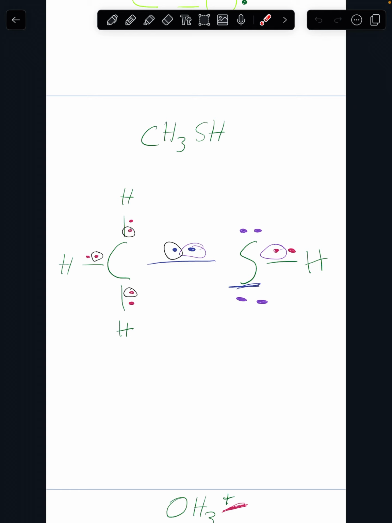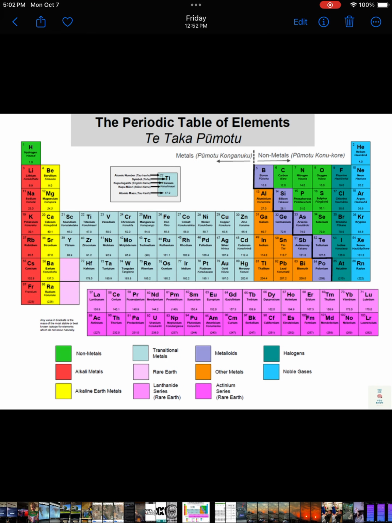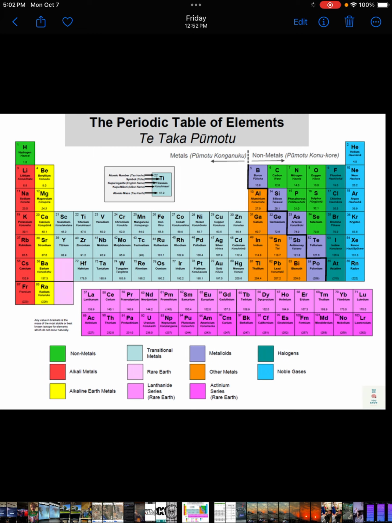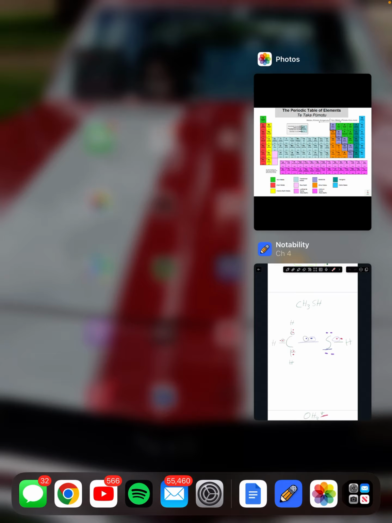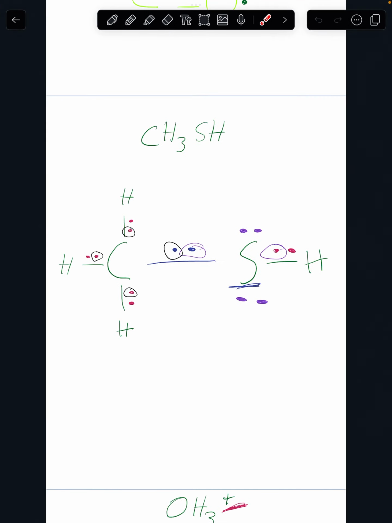Now, we already know this here, I believe it's sulfur. Let's double check. Yep, sulfur here. And so we have it bonded to its hydrogen. And it has the one lone pair and the second lone pair, because this other one is bonded to a carbon that is already full. And that is how you get the 2 lone pairs here on the sulfur.